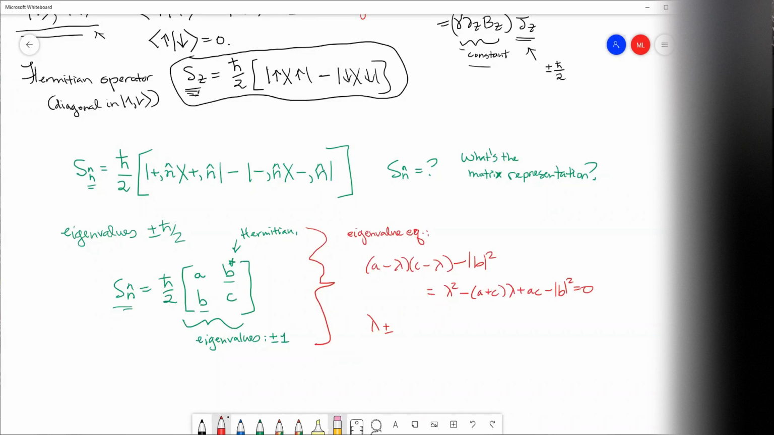And it's often convenient to talk about the sum and product of the roots, because we know that we'll need the sum of these guys to be equal to 0, because we want them to be plus or minus 1. And we need the product then to be minus 1. And that's convenient because when you have a quadratic equation like this, the sum of the roots is given by this piece.